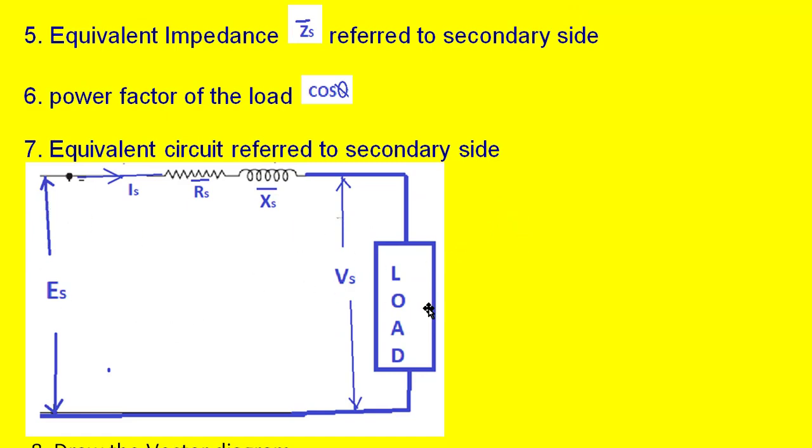When we draw the equivalent circuit referred to the secondary side of the transformer, we get it like this. This is the secondary induced EMF, and this Is is the secondary current flowing through the load, and Rs bar is the total resistance referred to the secondary side. Xs bar is the reactance referred to the secondary side, and Vs is the terminal voltage of the load.